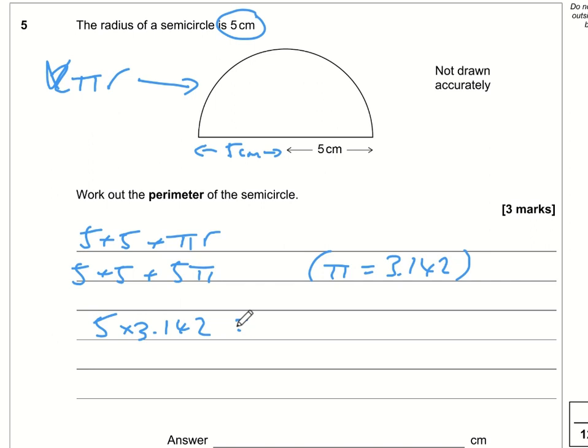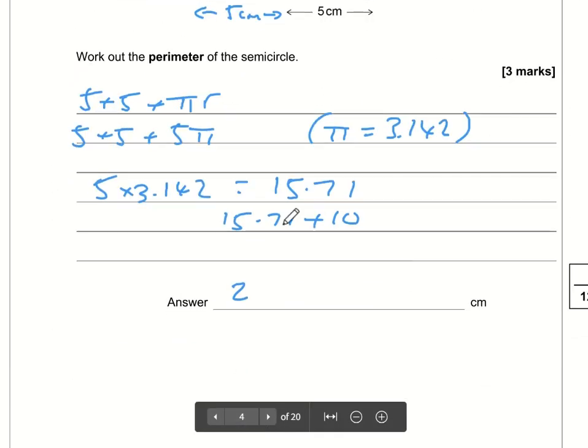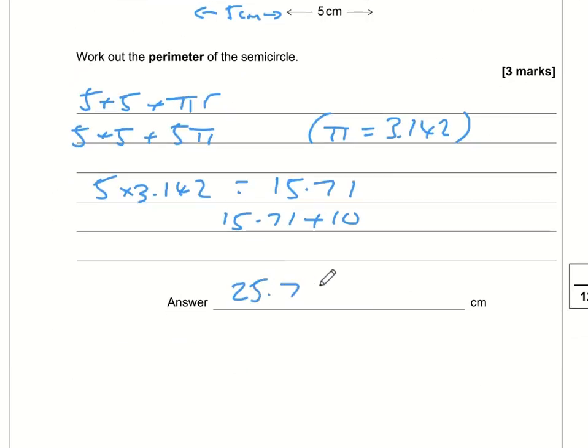So 5 times 3.142 is 15.71, and to the 15.71 we're simply adding on the 5 plus the 5, so in other words 15.71 plus 10, so that is 25.71 centimetres.